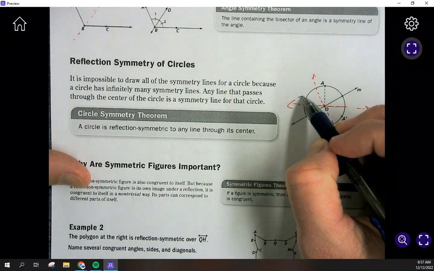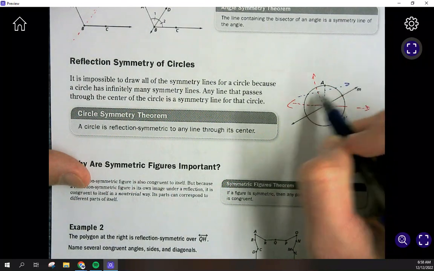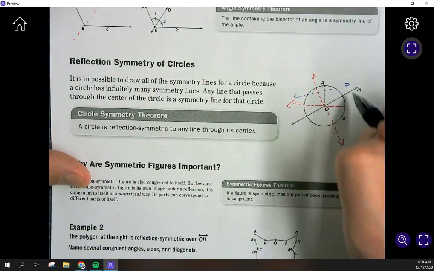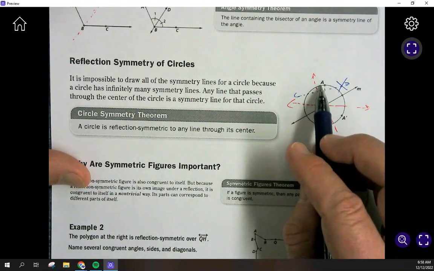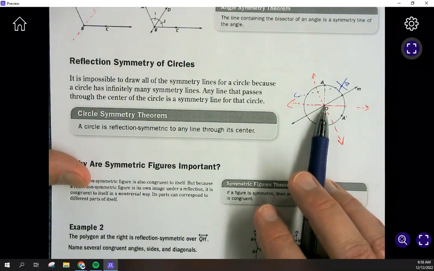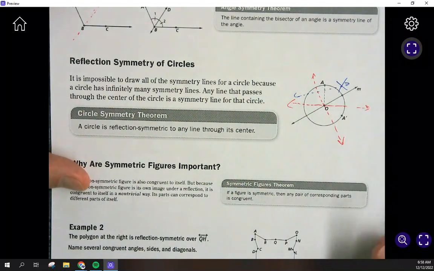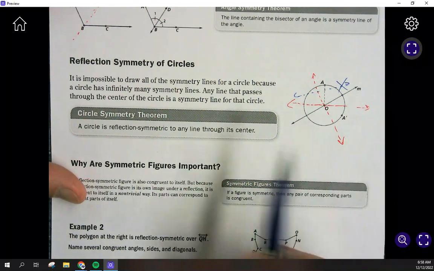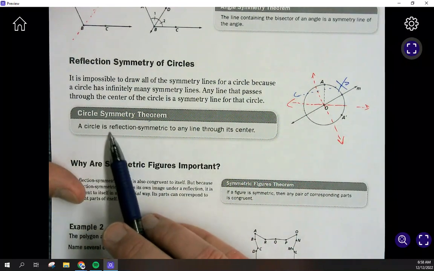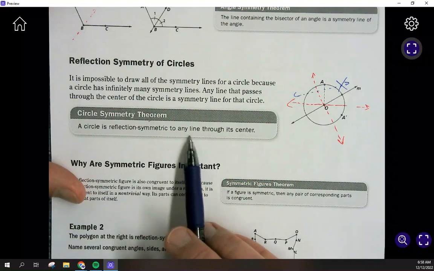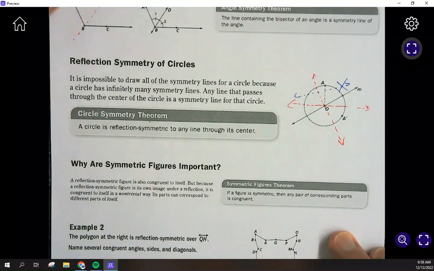If I were to just draw a random line like this through here and then fold over that line, clearly that is not a line of symmetry because this is not going to line up. But if it goes through the center and I fold it, I do get back to the original shape. So the circle symmetry theorem says a circle is reflection symmetric to any line through its center.